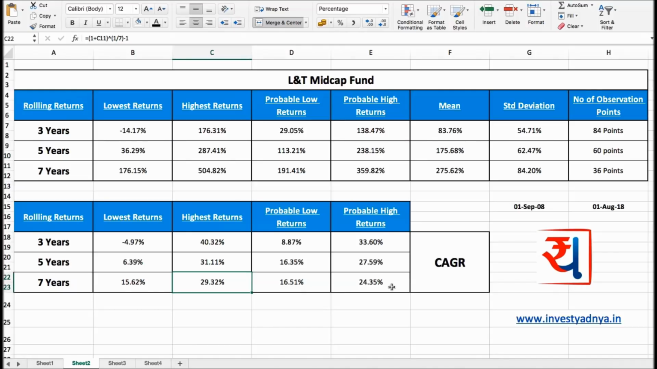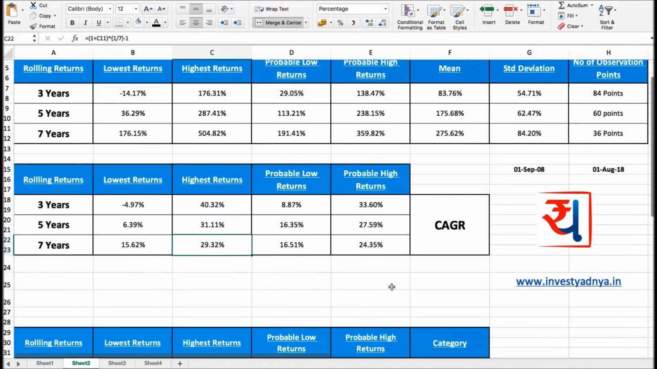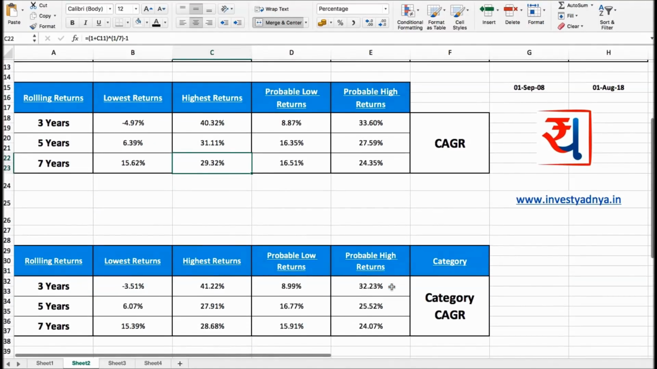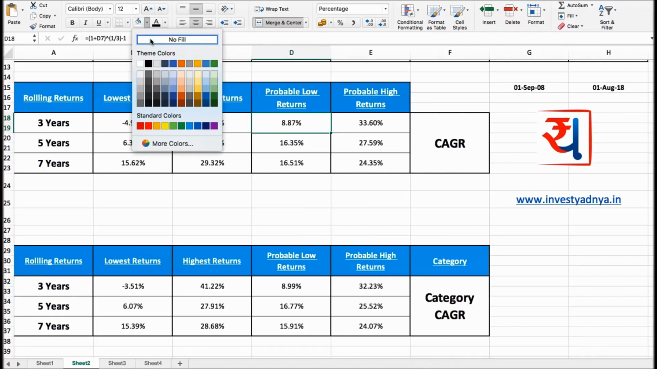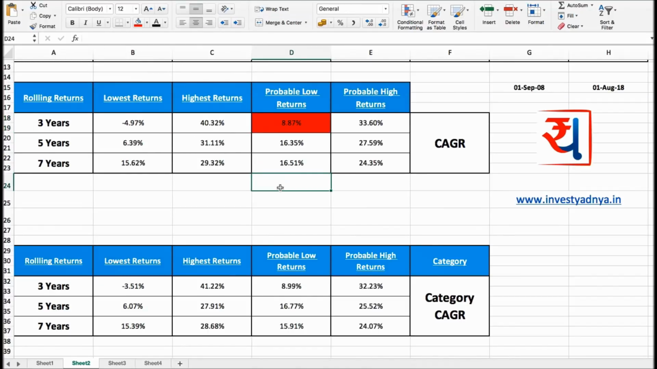Now we need to compare this fund with the category average. So this data we have for category average. Now you will see, this data is for L&T Midcap Fund, and this is for category average, means all other midcap funds we have calculated the data. So for 3-year horizon, the probable low returns L&T Midcap Fund could give are 8.87%, vis-a-vis the probable low returns of the category are 8.99%. So here L&T Midcap Fund is not scoring so high compared to your category average. So we will give a red mark over there.